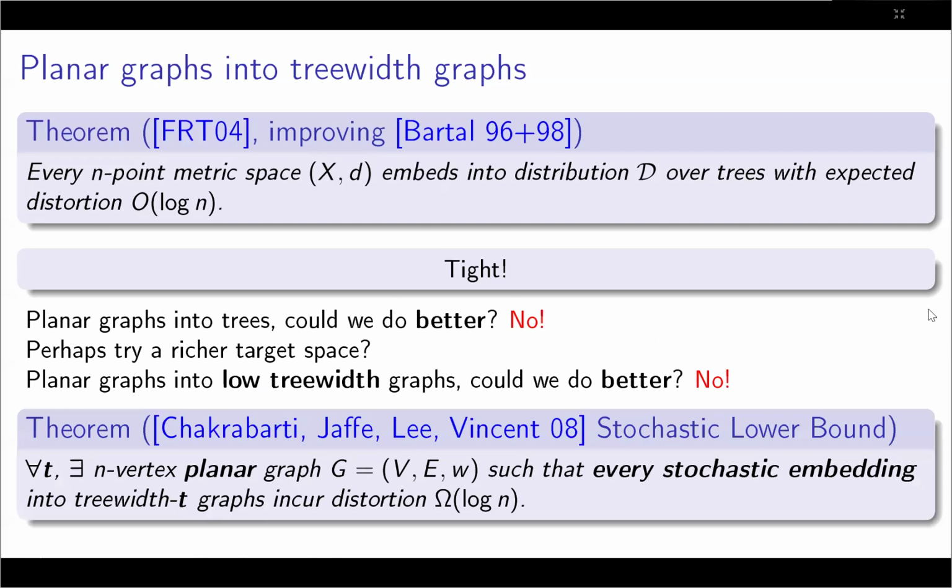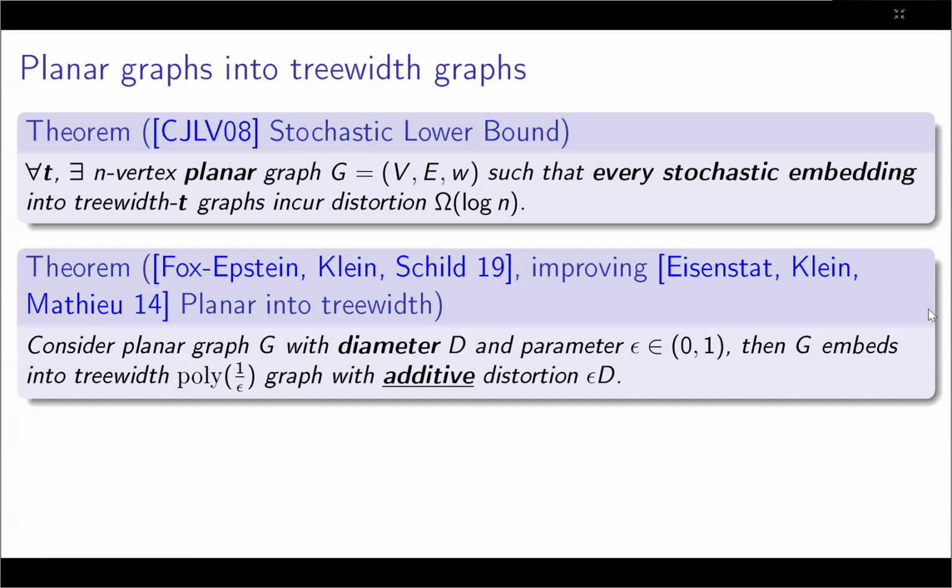For every constant t, there is some planar graph such that the embedding of this planar graph into tree width t graphs would still require distortion log n. So this was quite frustrating, and we were stuck on that for a long time until Fox-Epstein, Klein and Schild got a breakthrough, and they proved additive distortion. All this talk was about multiplicative distortion, but using additive distortion, we can do something.